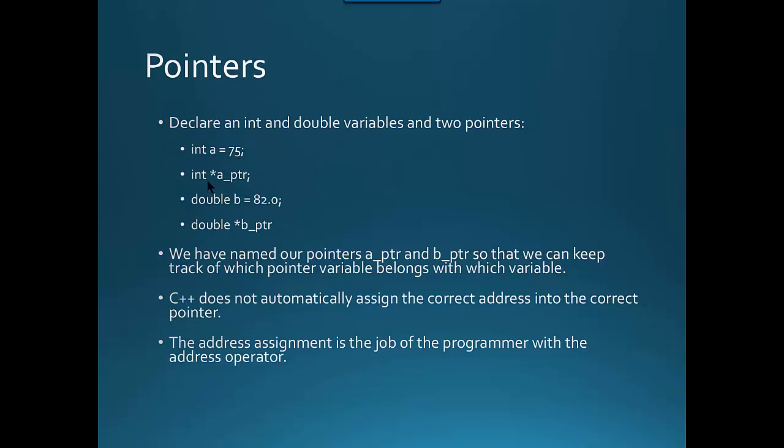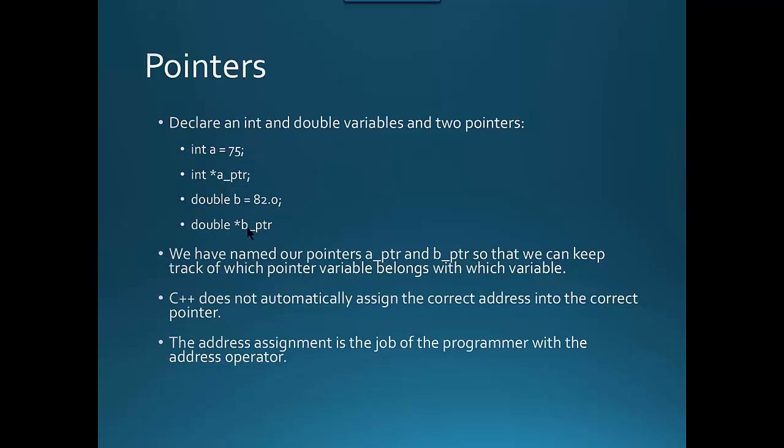Next, we're going to declare an integer. Now, don't think of this as an integer. Because of this asterisk, this is a pointer to an integer. So a underscore PTR is a pointer to an integer. Next, we're going to declare a variable b, which is a double, which takes 8 bytes of memory, and we're going to store 82 in that memory we were referring to as b. Next, we're going to declare a variable which is going to be a pointer to a double called b pointer. So we have a pointer and b pointer. A pointer is a pointer to an int. B pointer is a pointer to a double.